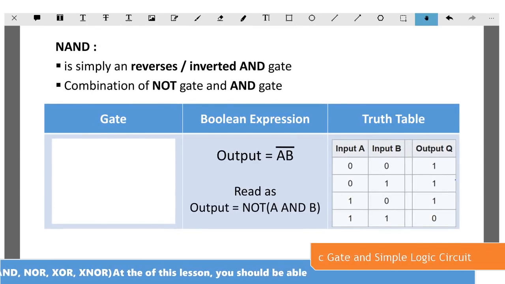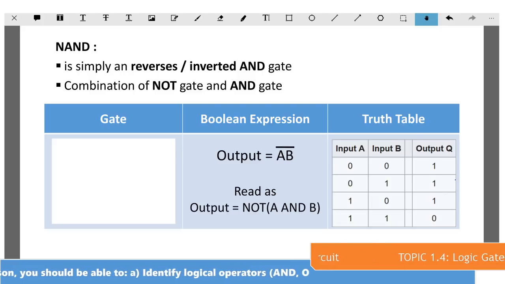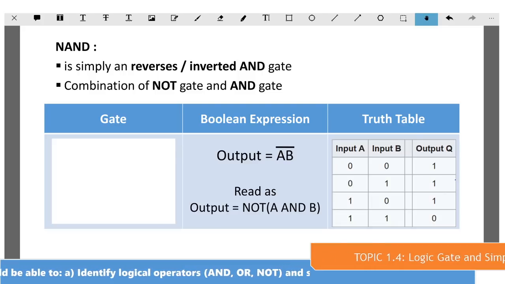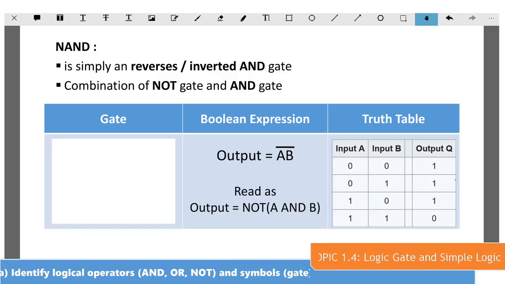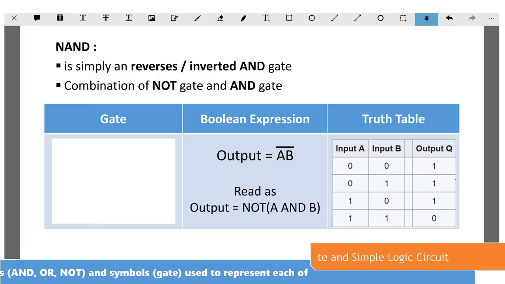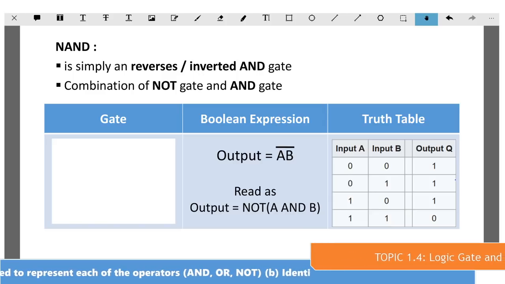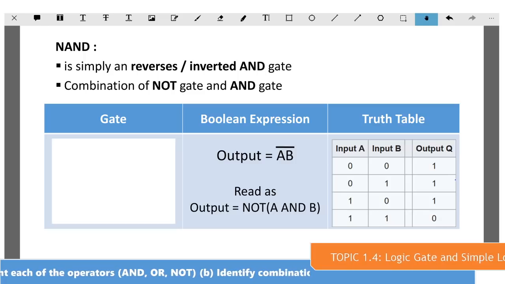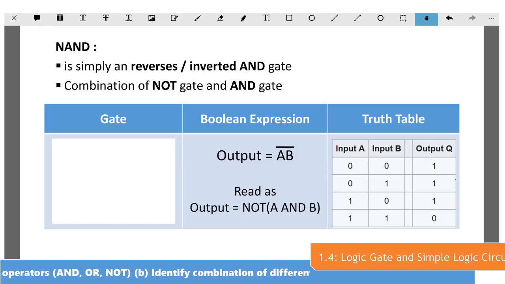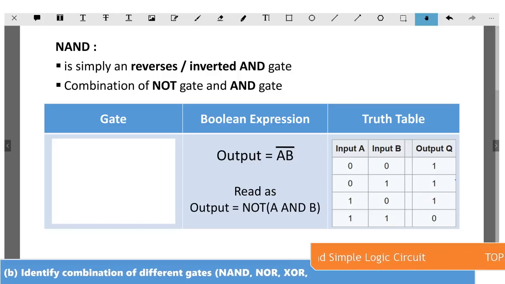Okay, now we're going to the NAND gate. NAND gate, or we can pronounce it as a NAND gate. It's a combination of AND and NOT gate. Assume that A and B are the inputs and Y is an output, the symbol for the NAND gate is like this.